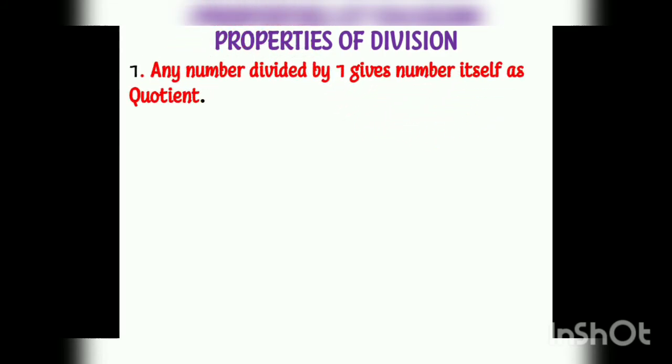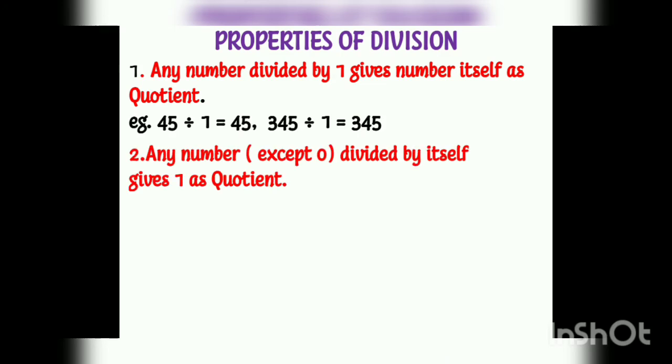Now, let me tell you some important properties of division. The first property is any number divided by 1 gives the number itself as quotient. As you can see in this example, if I am dividing 45 by 1, I am getting the number itself, 45, as the quotient. Second property, any number divided by itself gives 1 as quotient.